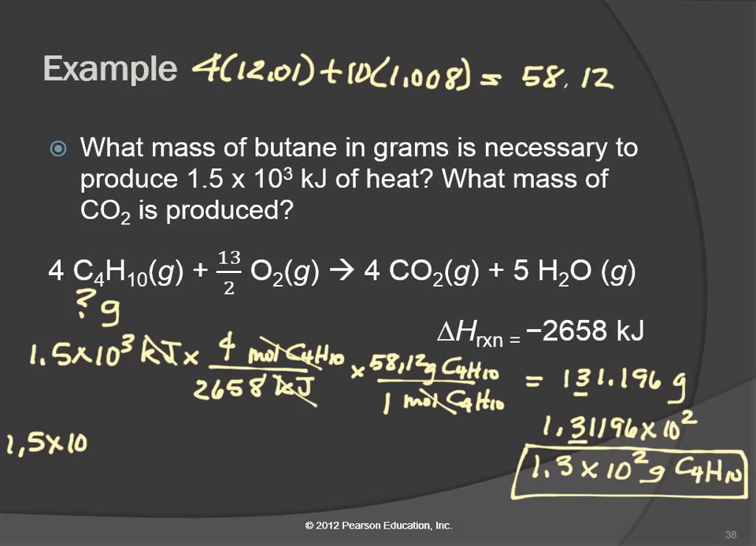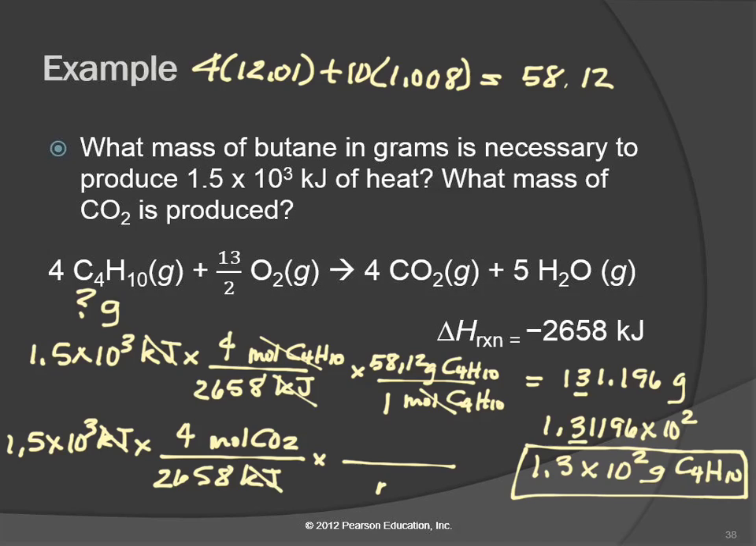1.5 times 10 to the third kilojoules. I'm going to go to moles of CO2. This is going to be 2658 kilojoules. CO2 also has the number 4 in front of it. And then I need to find the mass. So I want moles of CO2 down here and grams of CO2 up there. So I have to calculate the molar mass, 1 carbon and 2 oxygens.